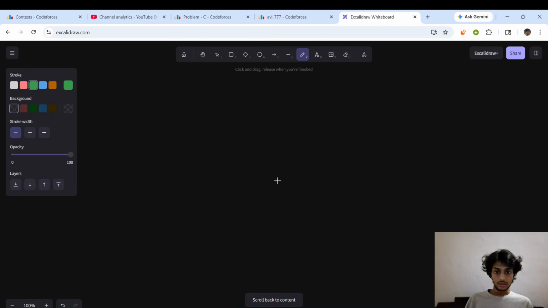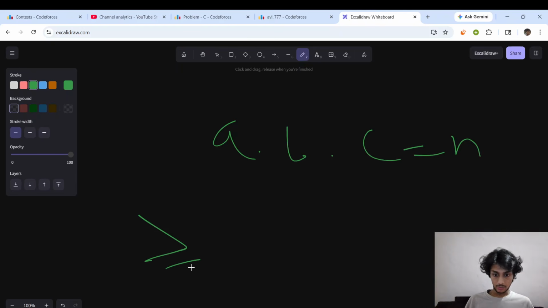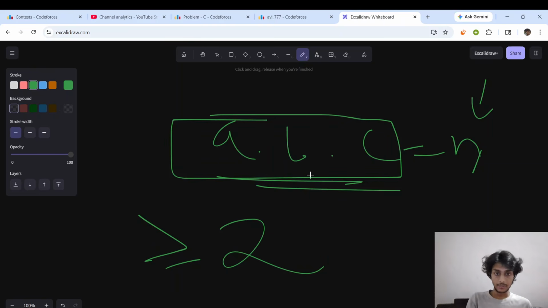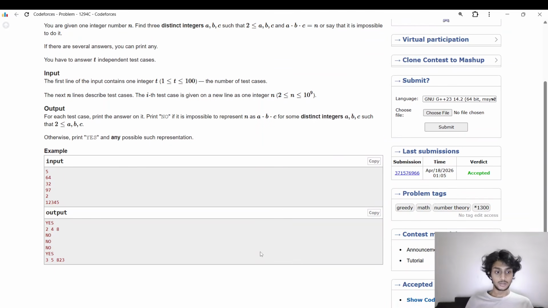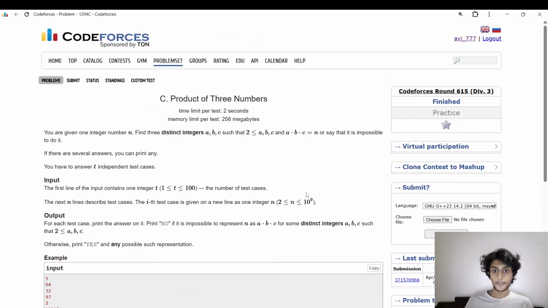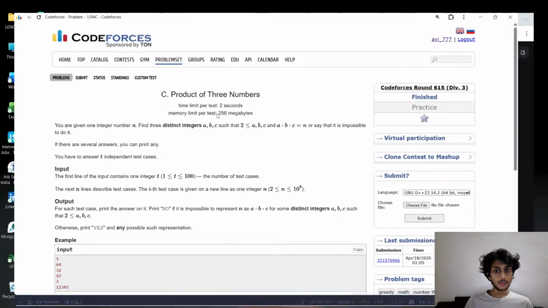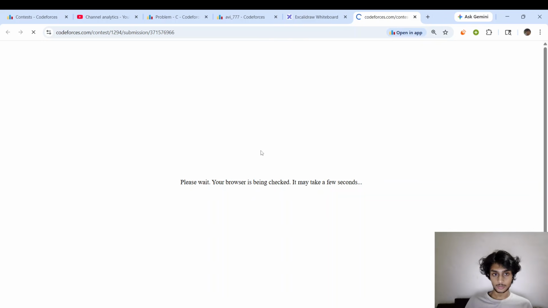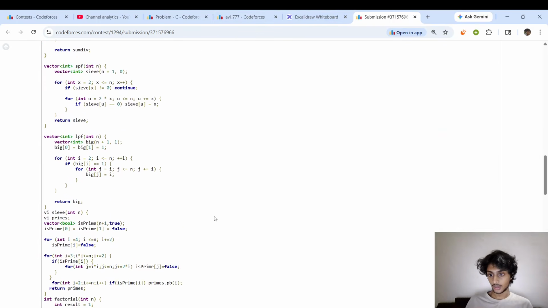We have to find such a, b, c, where all values should be greater than or equal to some bound, and given n, we have to find whether there exist some a, b, c such that multiplying all of them gives us n. It was also a very good problem, let me tell you. I'm not going into the logic; you guys can try this by yourself, and I'm showing the solution that I have written.